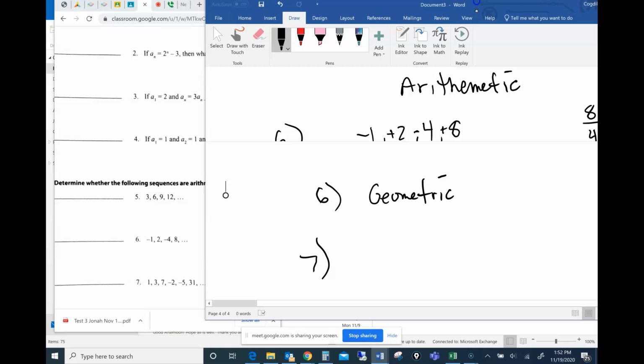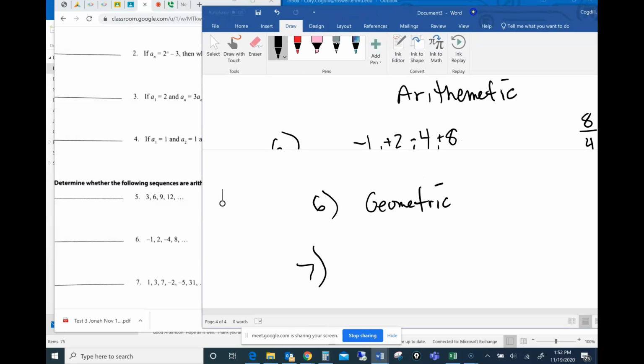I'm going to try this so I can actually see the problem without having to jump back and forth. Okay, so we got 1, 3, 7, -2, -5, and 31. It looks pretty disordered, the pattern. We can't add a common number to get to the next number. And if you look at the ratios, they're just odd ratios. There's nothing that seems to create a pattern here.